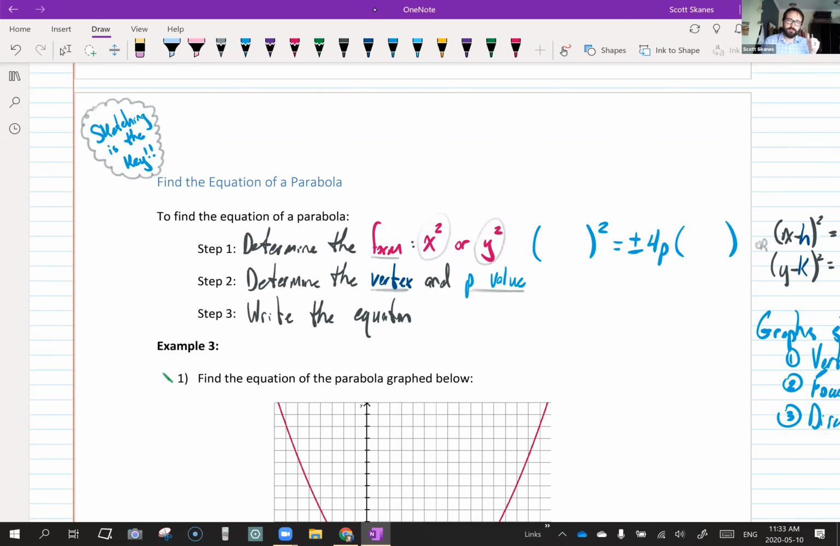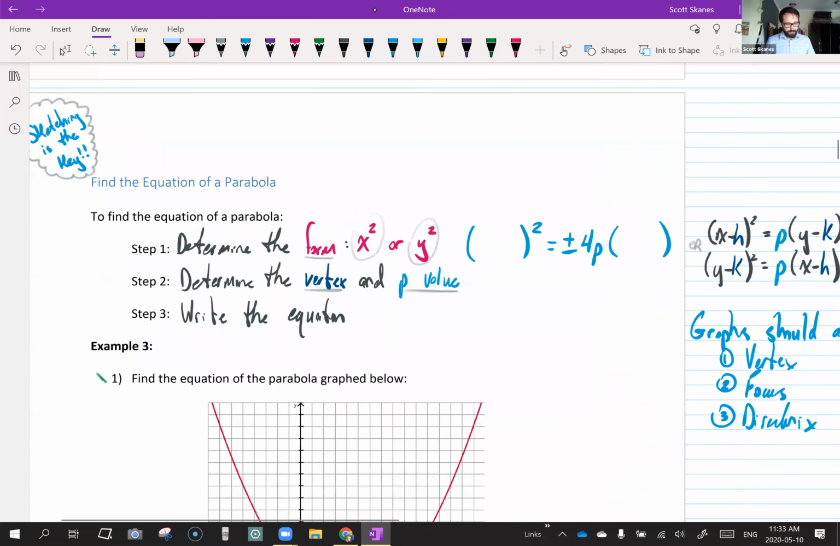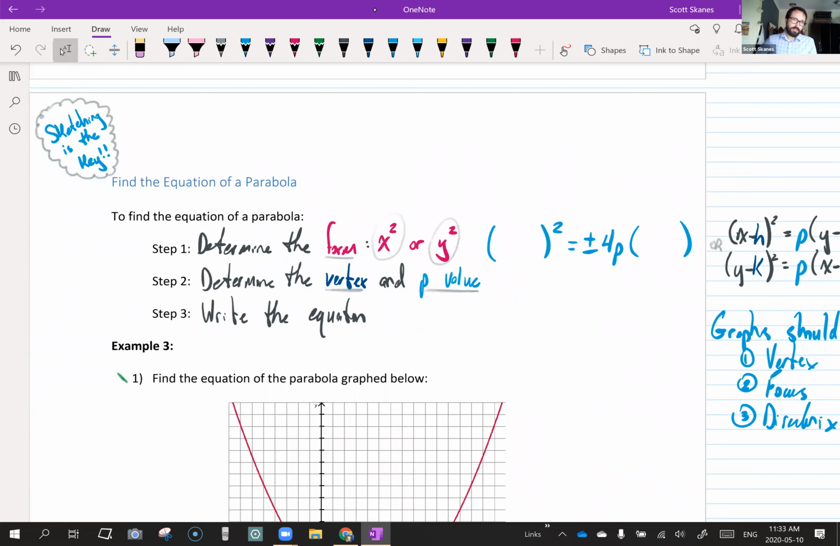First step, determine the form. Is it x squared or y squared form? And it'll look like this, yeah? The only difference is one has an x with the square and one has a y with the square, but we already saw those. Second step, determine the vertex and the p-value. Nothing new. And then the third step, write the equation. You don't need the focus and the directrix to write the equation, but sometimes we're given the focus and directrix, and we use that to find the equation.